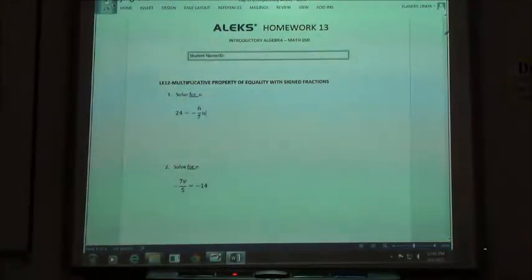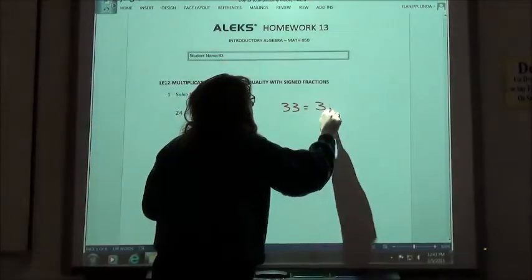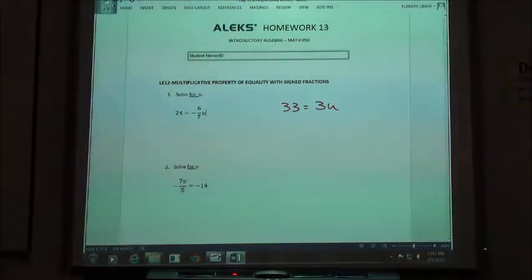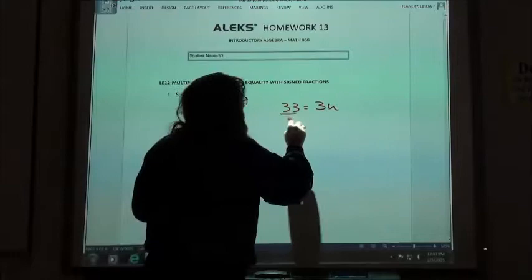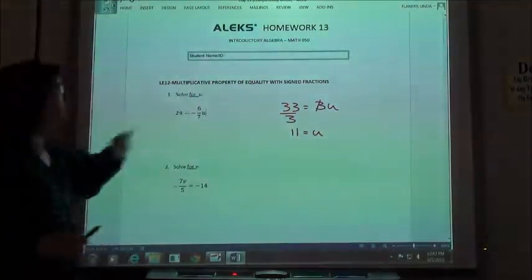It says 24 equals negative 6/7 u. We talked about ones yesterday that look like this: 33 equaled 3u. What did we do to solve those? The 33 divided by 3. Exactly. We just divided by 3 and we got 11. But now we're working with fractions.